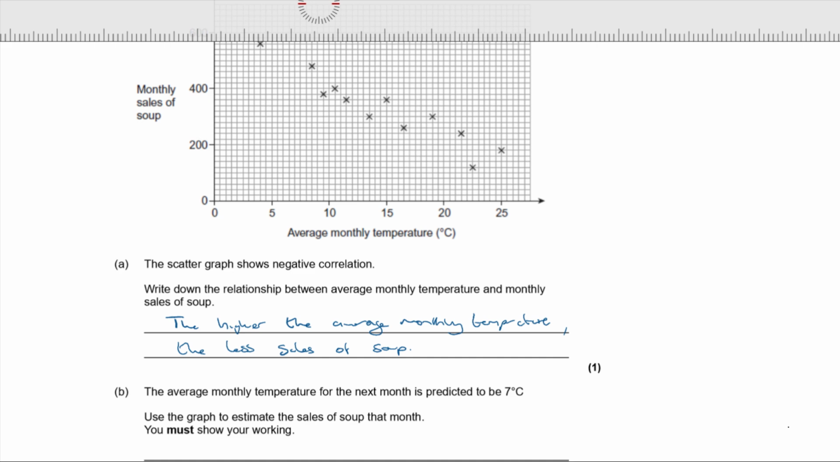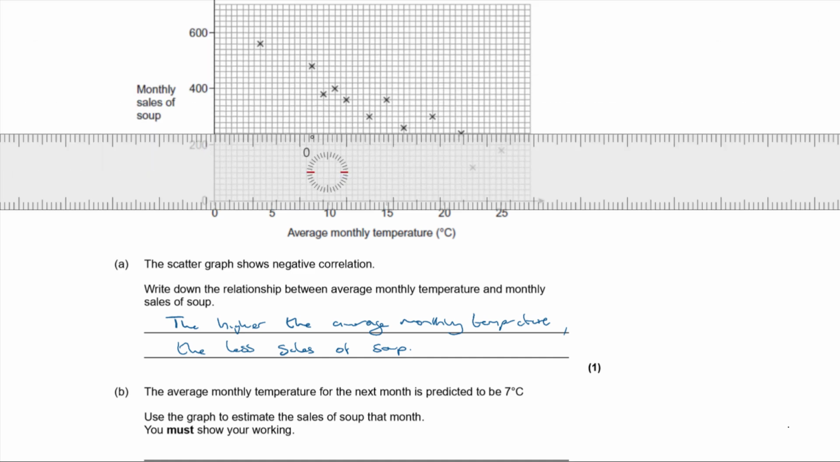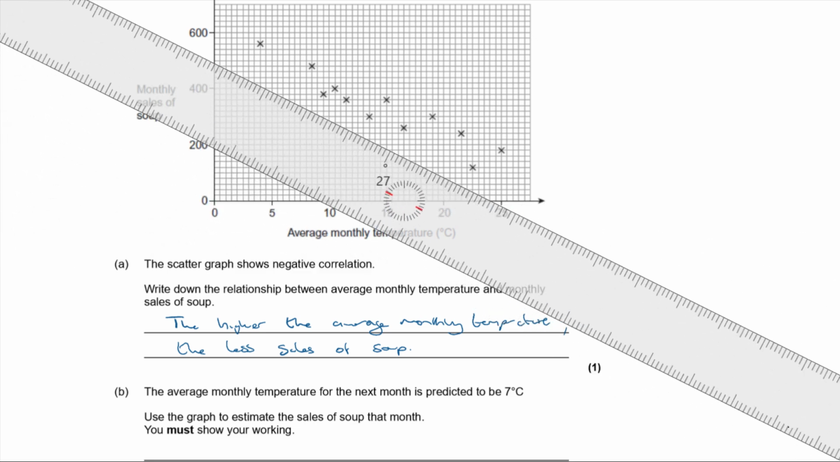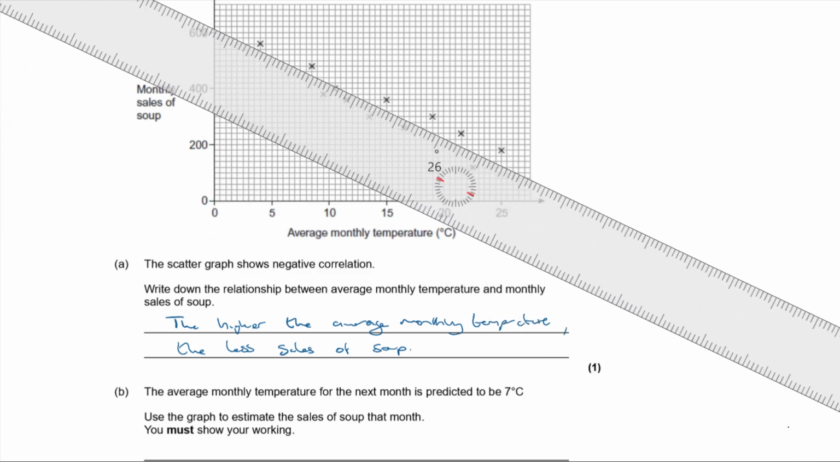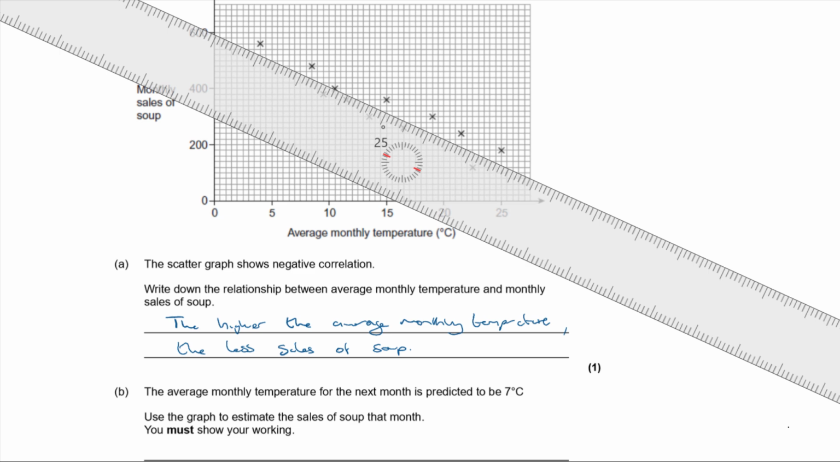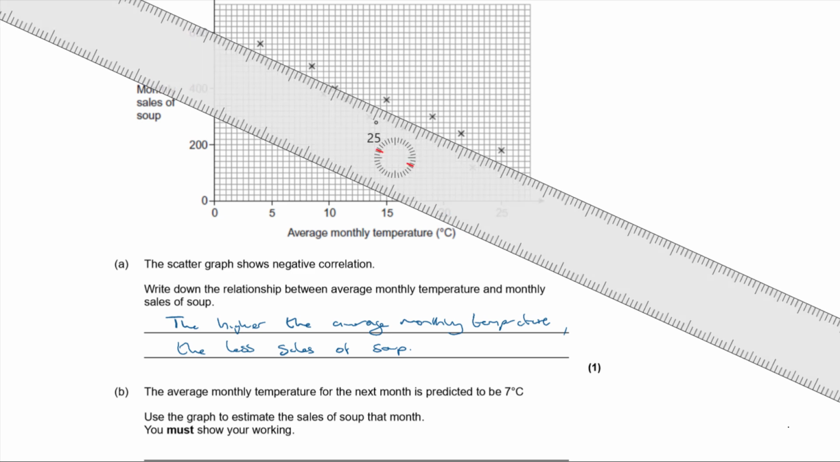Right, so the average monthly temperature for the next month is predicted to be 7 degrees. Use the graph to estimate the sales of soup that month. You must show your working. Right, now in order to do an estimate from a scatter graph, you need to draw on a line of best fit. Okay, so we're going to draw a line of best fit first through our data set.